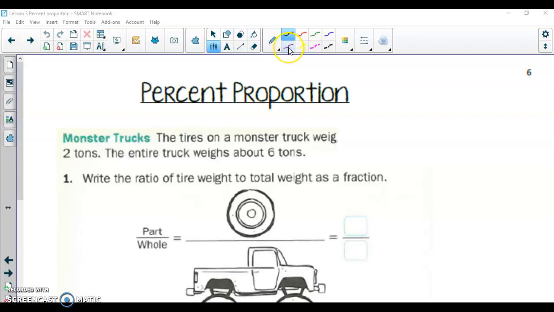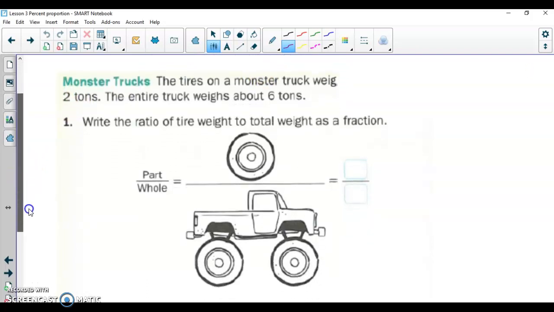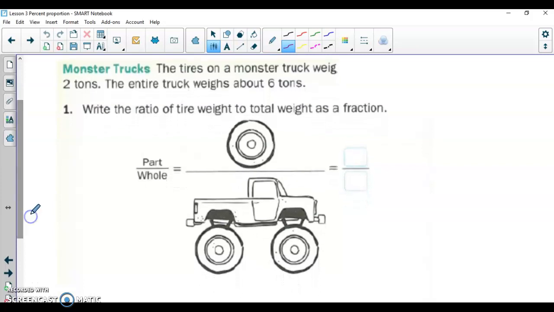Today's lesson is on the percent proportion. So we're going to be going back to using proportions today. For the first part, we're going to demonstrate this with a monster truck. The tires on a monster truck weigh 2 tons when the entire truck, including the 4 tires, is going to weigh about 6 tons. So when we talk about fractions, we're doing part over whole.